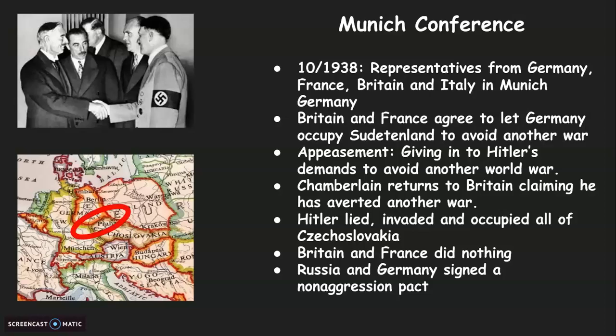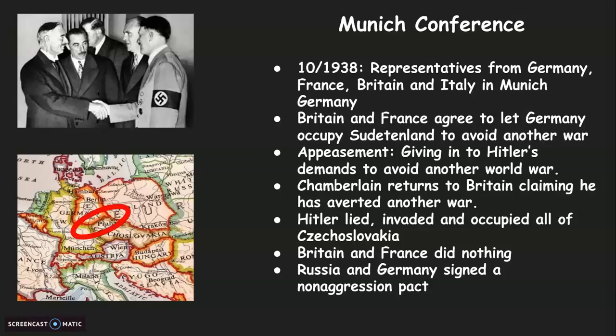So Chamberlain says, hey, you know what? Let's give in to Hitler's demands to avoid another war. This is called appeasement. They were like, if we just tell Hitler he can take the Rhineland, which he did, if we tell Hitler he can have the Sudetenland, which he did, if Hitler promises not to invade any other lands, he can have those and we won't go to war. So Chamberlain returns to Britain like a hero, saying that he averted another war and everything was great.